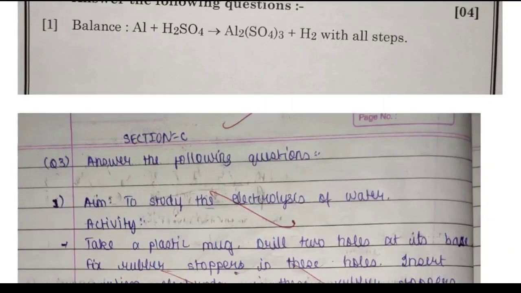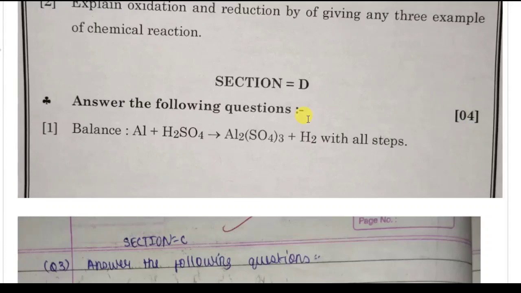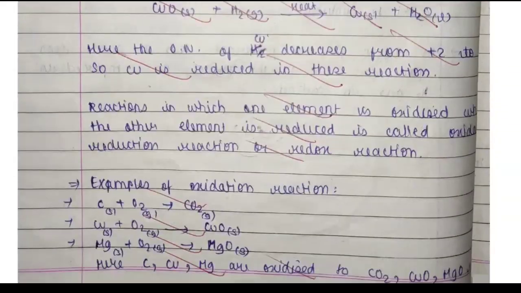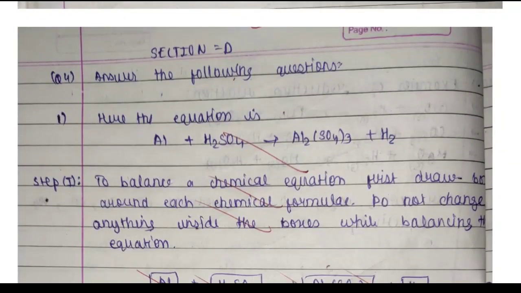Then you have to write down Section D, answer the following questions, and this question contains 4 marks. First is to balance the equation with all steps. You have to write down all the steps of balancing the equation. So the first equation is: Al plus H2SO4 gives Al2(SO4)3 plus H2.